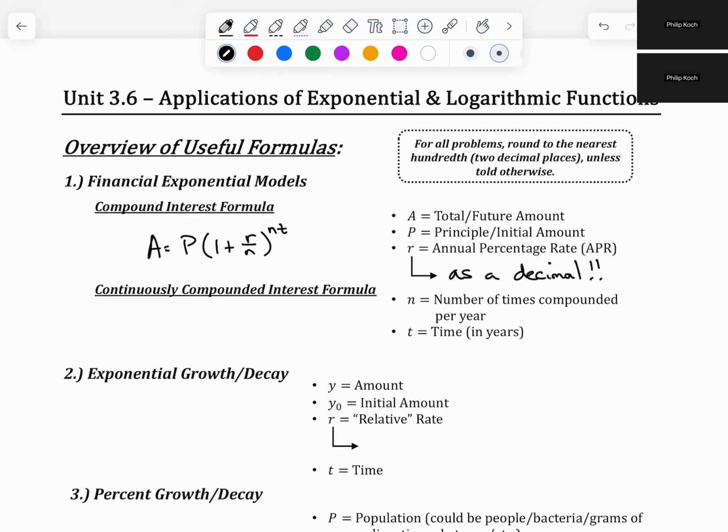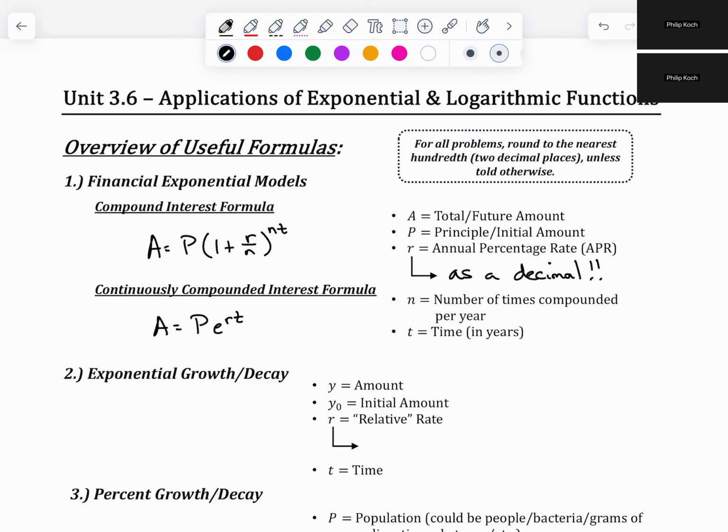In decimal form. And then the continuously compounded interest formula is A equals P e^(rt), so P times e raised to the rt. It doesn't need to be, since it's compounded continuously, the end value is infinity, and you'll see that it actually ends up being that.